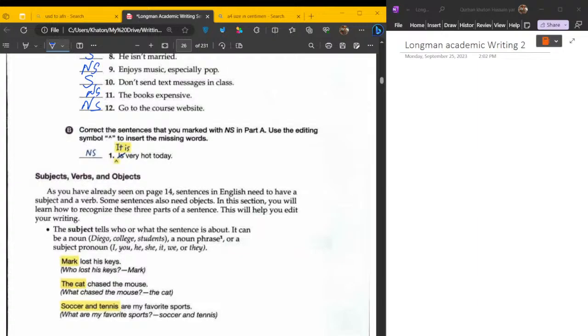All right. This is subject, verb, and objects. As you have already seen on page 14, sentences in English need to have a subject and a verb. Some sentences also need objects. In this section, you will learn how to recognize these three parts of a sentence. This will help you edit your writing. The subject tells who or what the sentence is about. It can be a noun, Diego, college student, a noun phrase, or a subject pronoun: I, you, he, she, it, we, or they.